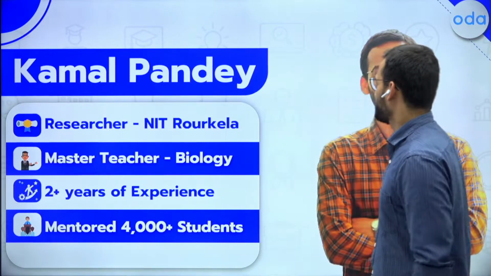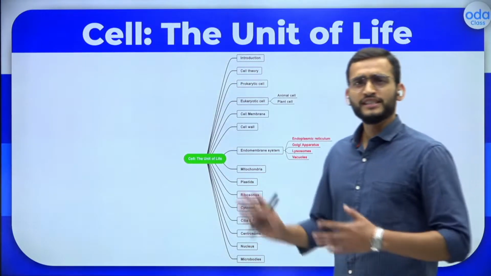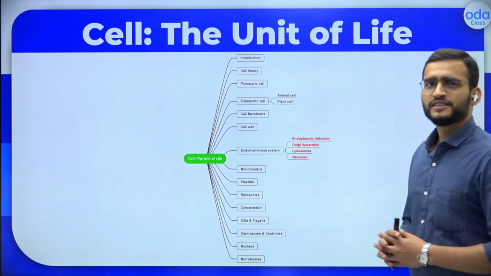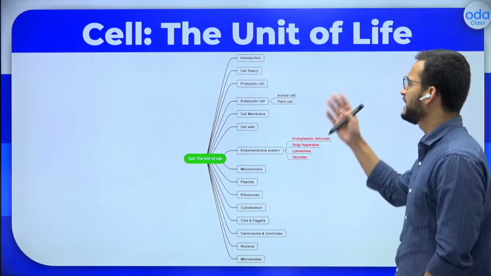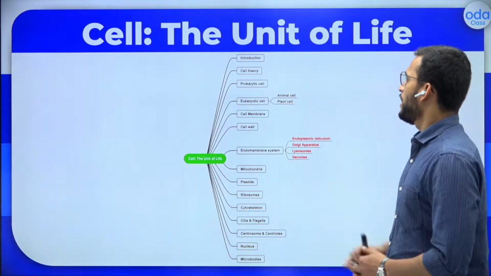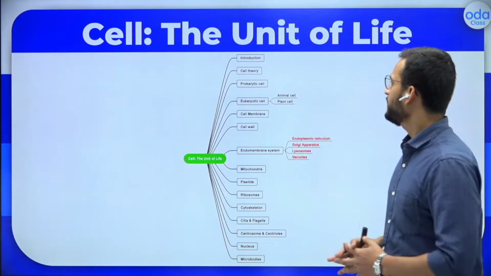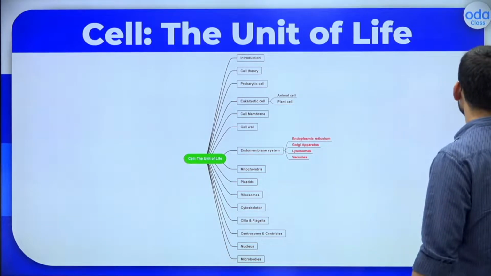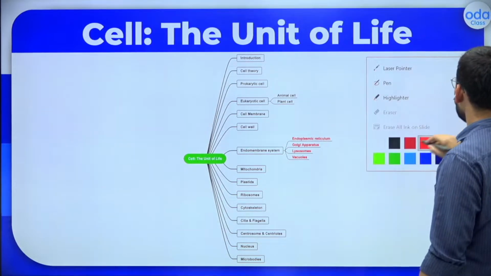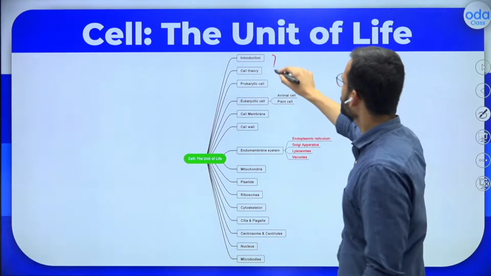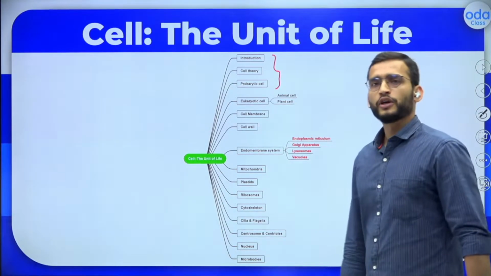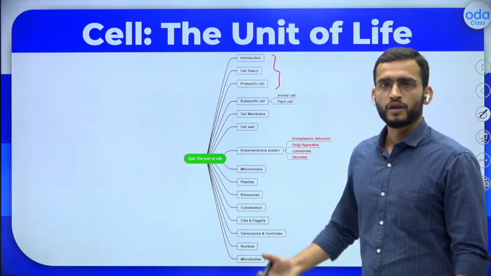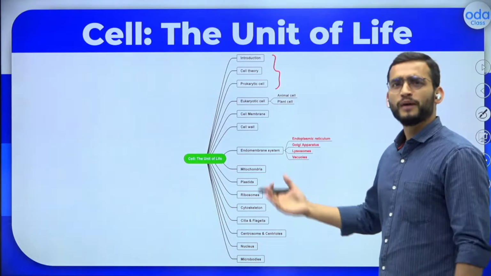Let us begin with this session. So these are the chapter contents which you are going to learn in this chapter, that is Cell the Unit of Life. So you have this introductory part and the cell theory, prokaryotic cell. So I'm planning to do these three topics in today's class. Okay, so we are going to do the introduction, cell theory, and the prokaryotic cell in today's class, and then we'll be continuing this session on this. We'll be having the part 2 or part 3 then.